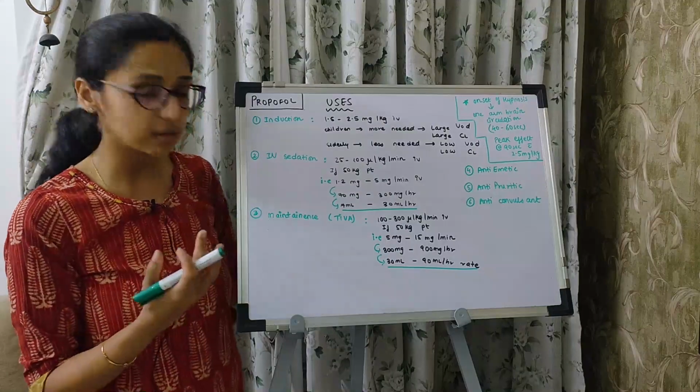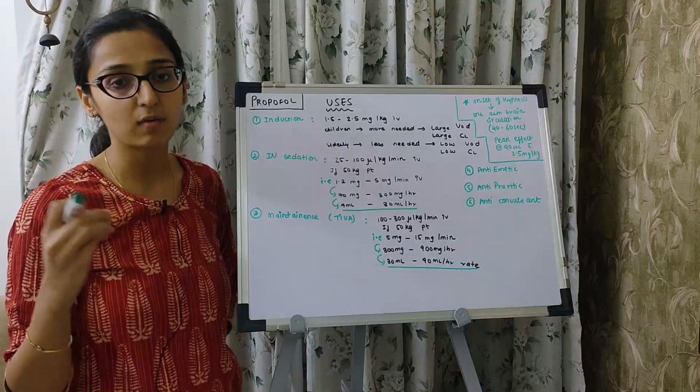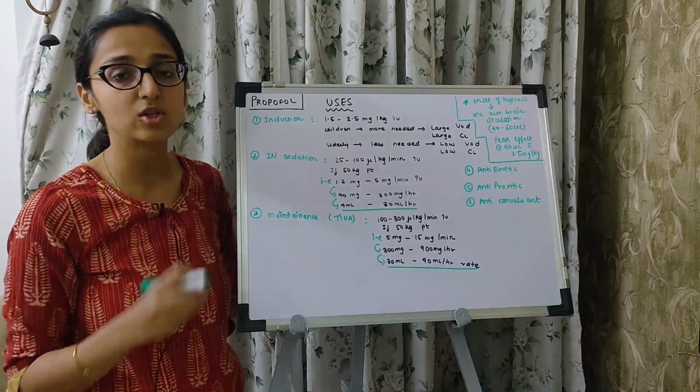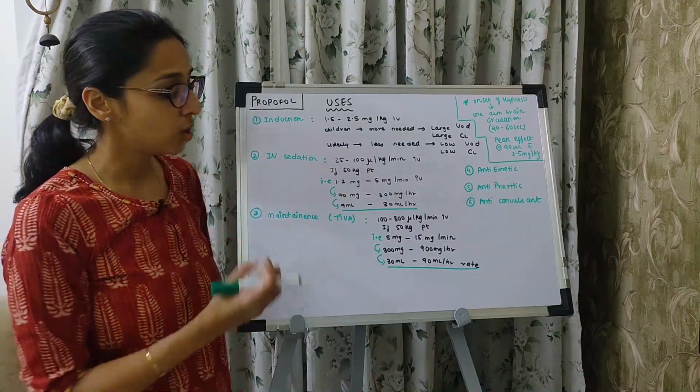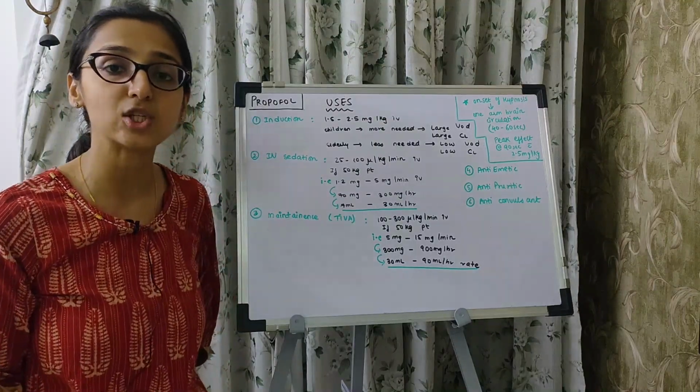Now, you can also use it for maintenance of anesthesia. You can use it for TIVA, which is total intravenous anesthesia, a GA case with IV propofol. So here, what is the infusion rate? The infusion rate is 100 to 300 mics per kg per minute.